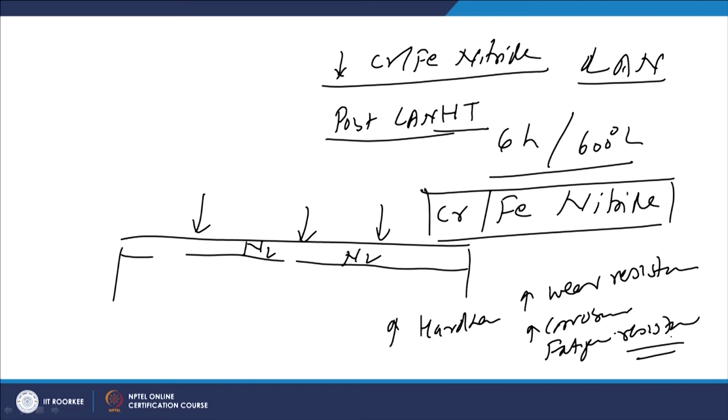The only difference in laser assisted nitriding with respect to conventional nitriding is that laser is being used as an additional heat source for facilitating the introduction of nitrogen at the surface and near surface layers.